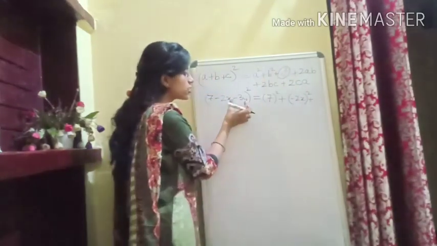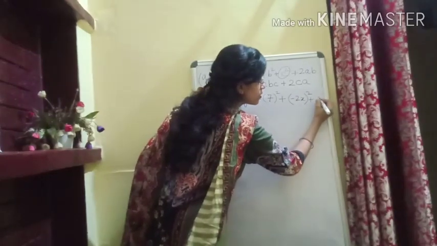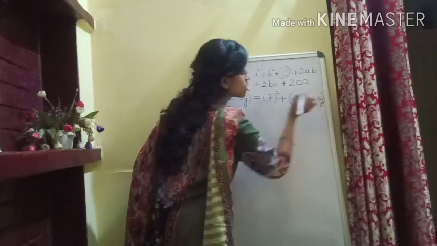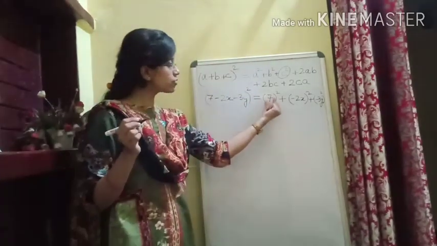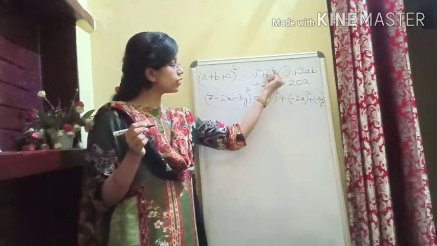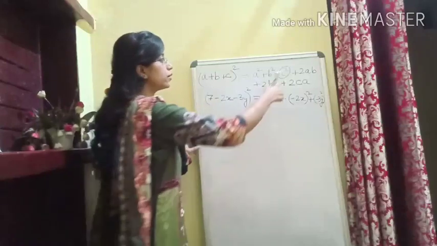Now next is plus sign, c square. What is our c? Minus 3y. So c is minus 3y and then we have to square it. Is it clear? We have written a square plus, according to the identity, then b square, where we have put the value of b, and then the c square.